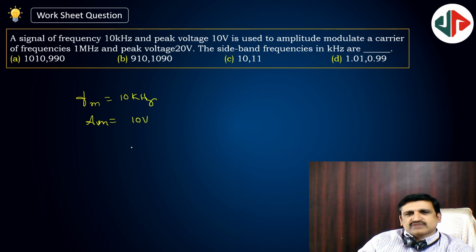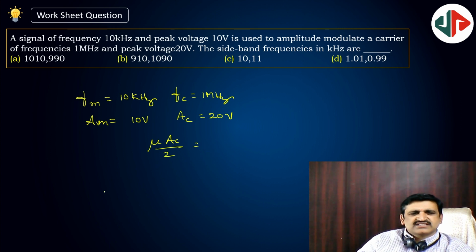Use it to modulate amplitude-wise a carrier of frequency f_c equal to 1 megahertz and peak voltage A_c equal to 20 volts. Okay, the sideband frequencies in kilohertz.